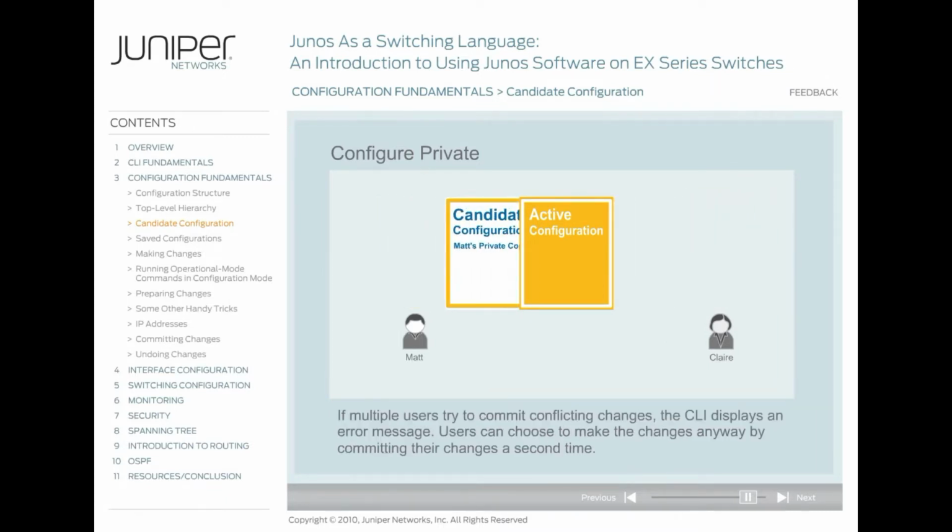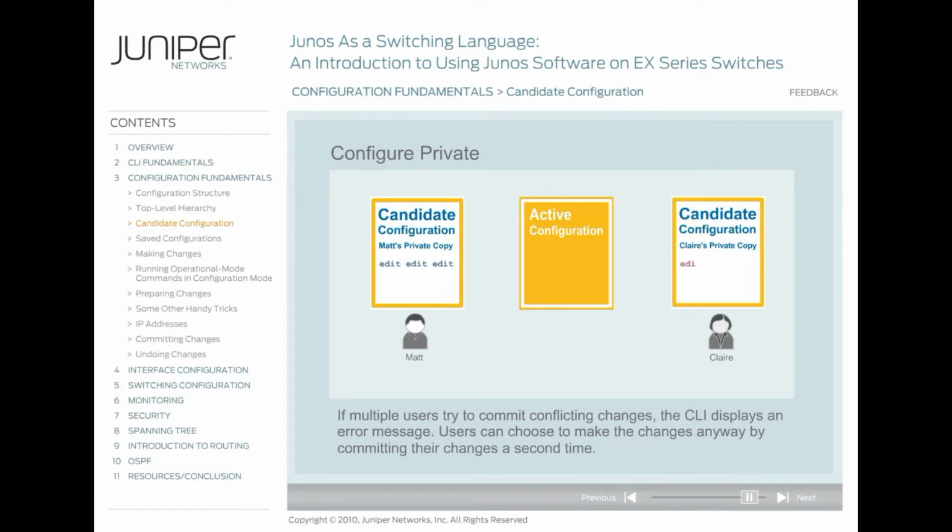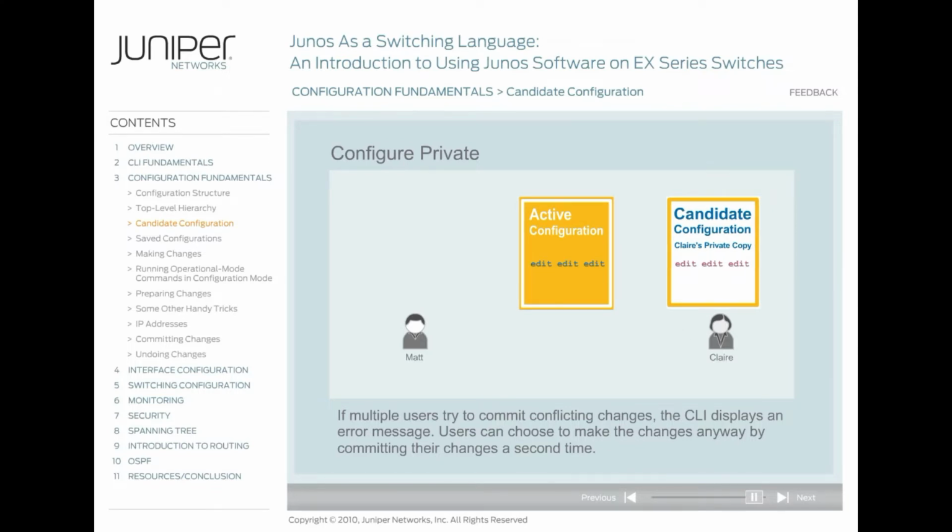This design means that several users can use configure private to make non-conflicting changes to the active configuration at the same time. If multiple users try to commit conflicting changes, the CLI displays an error message to the second and subsequent users who attempt to make conflicting changes. However, users can choose to make the changes anyway by committing their changes a second time.